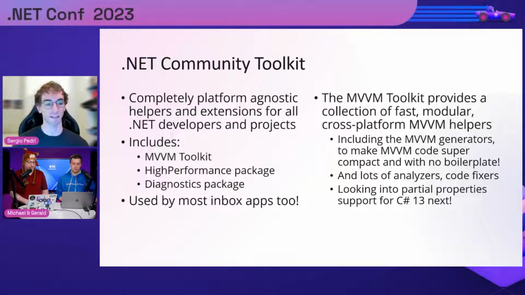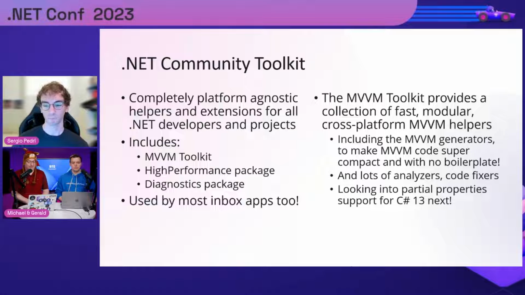So once again, as I mentioned, they contain three main components. The first one is the MVVM toolkit, which is our fast, modular, and cross-platform set of helpers to build applications using the MVVM architecture. We also have the high-performance package and the diagnostics package. And all of these components are also used by several inbox apps. So for instance, in the Microsoft Store, we're also using all of these three. I also know that the Photos app on Windows is using the MVVM toolkit, and there's probably more out there as well.